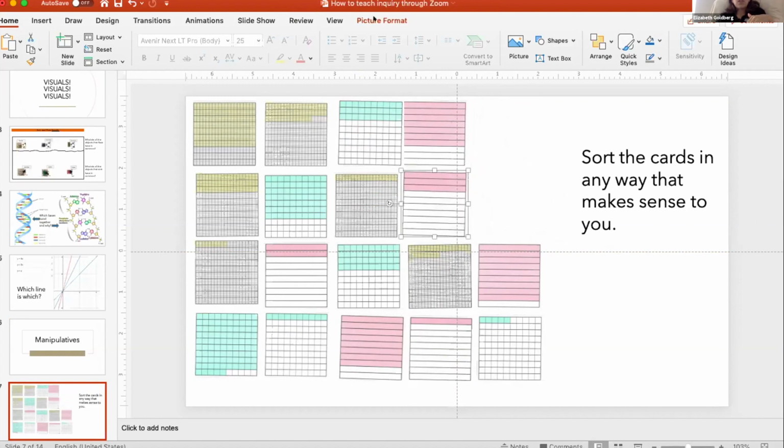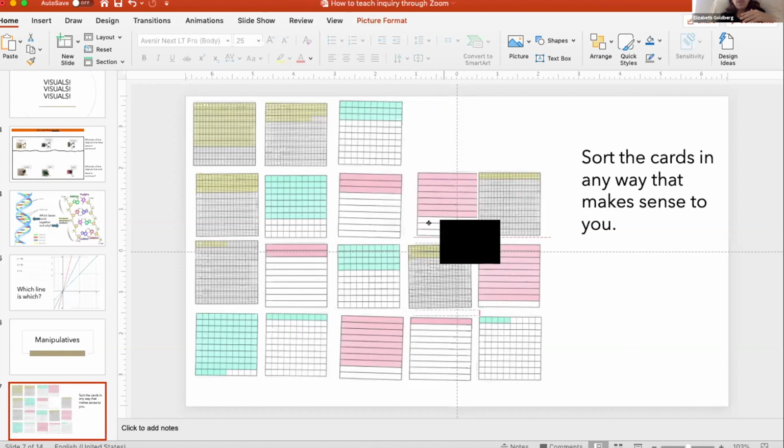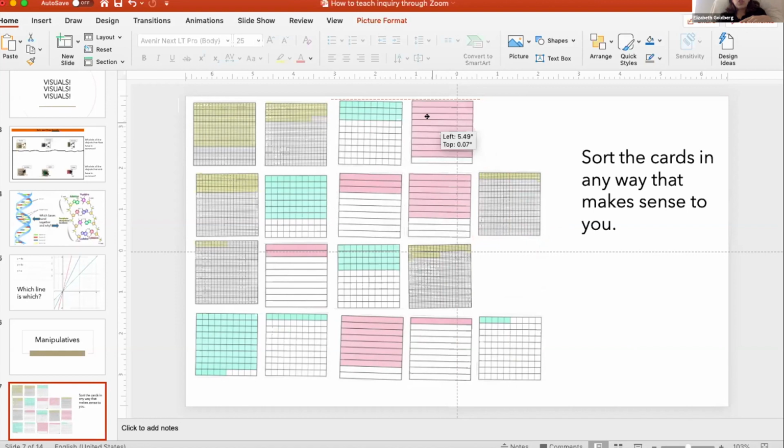In just a little bit, I'm going to allow somebody else to share their screen so they can show us how they sorted the cards. I'll give everyone a few minutes. Pull up your PowerPoint and move the cards around on the PowerPoint itself. When you're done, if you could just type done in the chat feature, so I know.